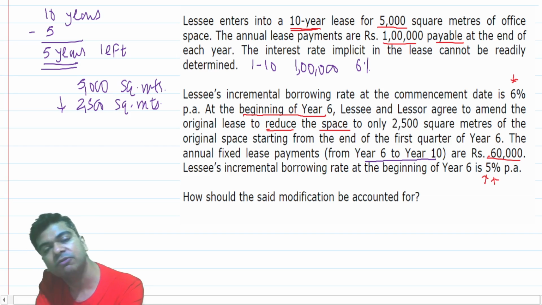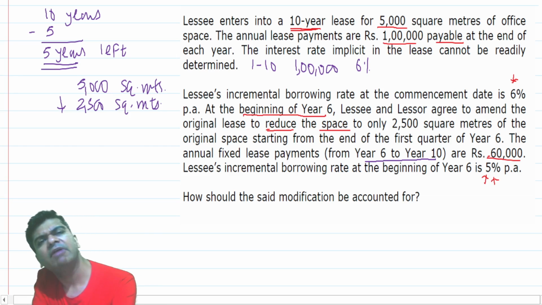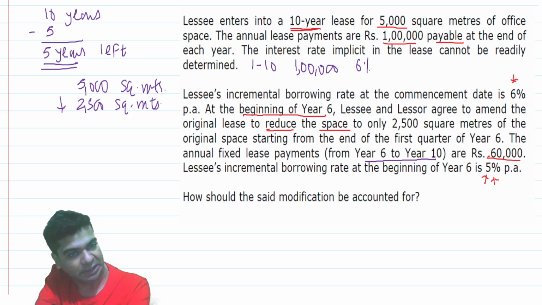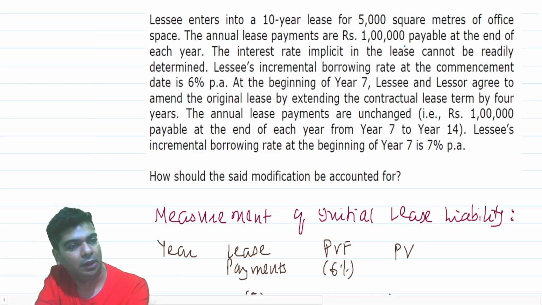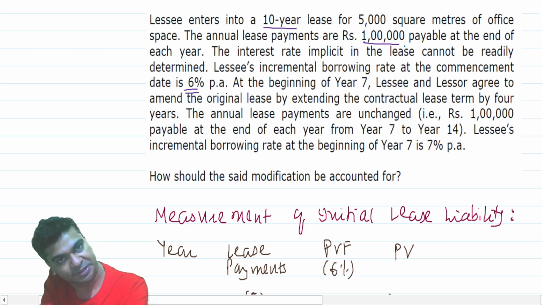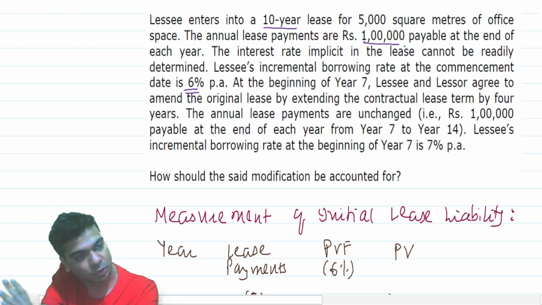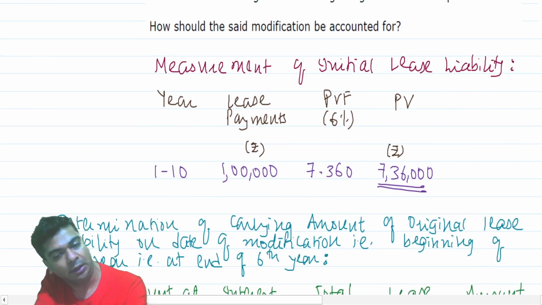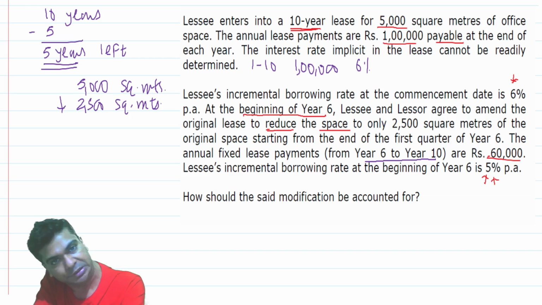So they are saying it is 1 lakh, it is 6%. Then why can't we just simply pick up from the earlier question? Just see the earlier question. See, in earlier question also it was 10 years. Earlier question also it was 1 lakh. Earlier question also it was 6%. Exactly what is there in this question, isn't it? And we have already measured the initial lease liability. We realize it is 7,36,000. So in this question also, I will use that particular figure.